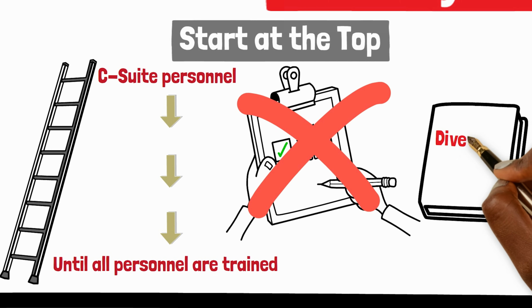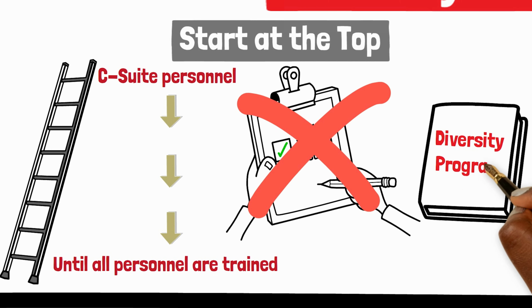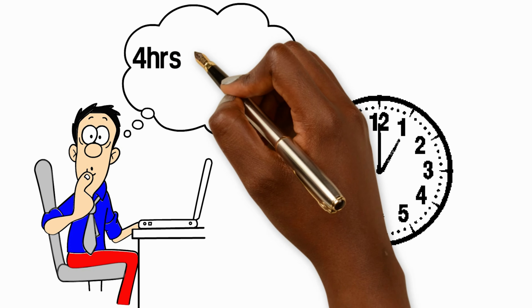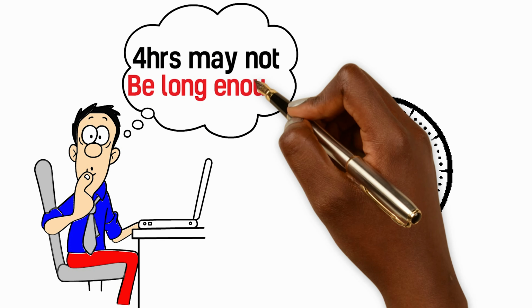The diversity training program should consist of a minimum of 5 to 6 courses. The duration of each course should be no less than 4 hours. Now, some may think 4 hours per course is a long time to learn about diversity, but if you think about it, 4 hours may not be long enough.